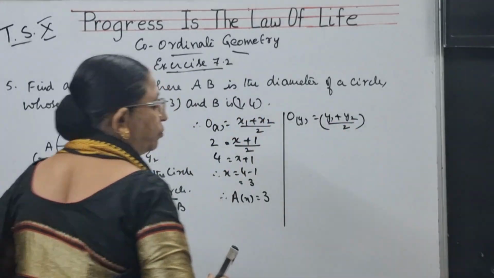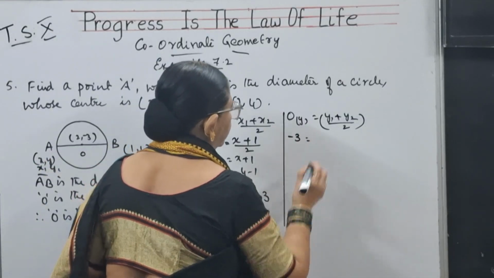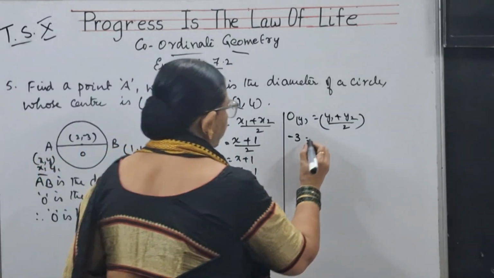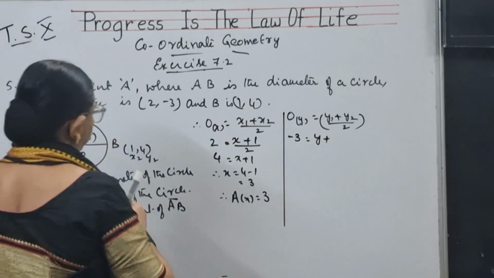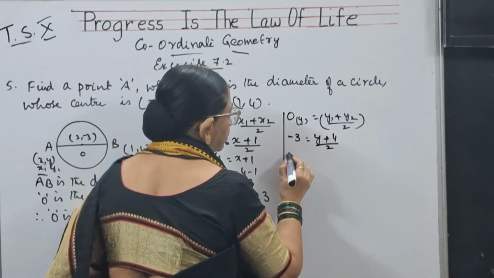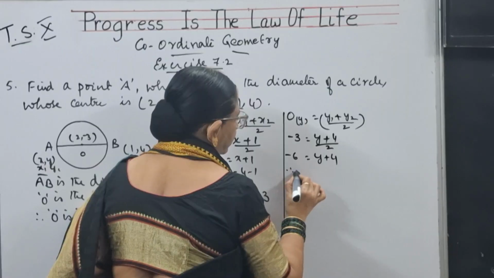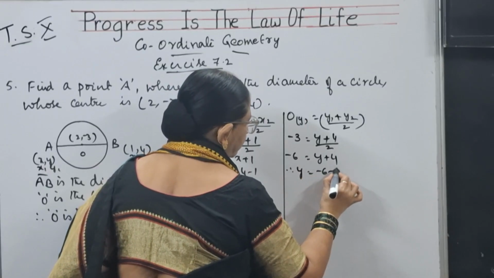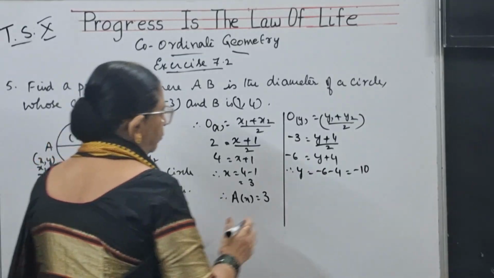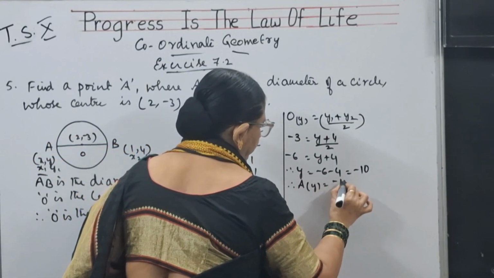So what is O of y? O of y is minus 3. Minus 3 is equal to y1. Y1 here is y because it is x, y. Y plus y2. What is y2? 4 by 2. That means minus 6 is equal to y plus 4. So what is y? Y is equal to minus 6 minus 4, that is minus 10. Therefore, A of y is equal to minus 10.